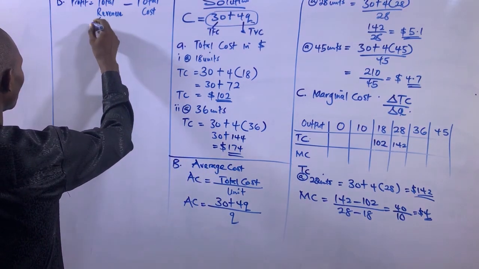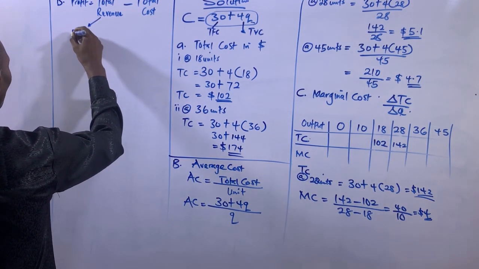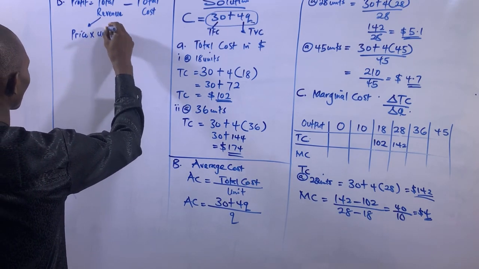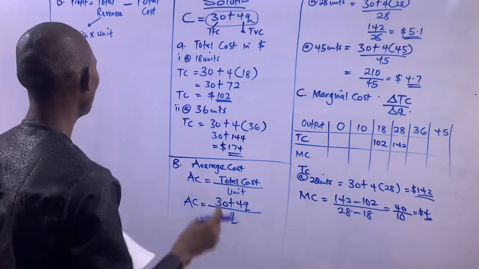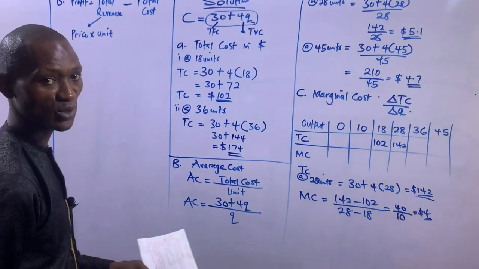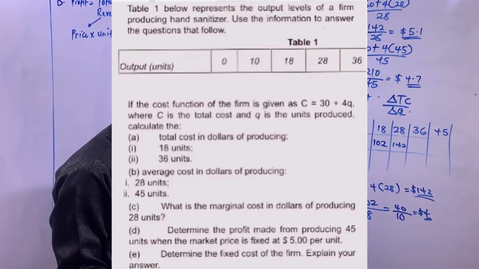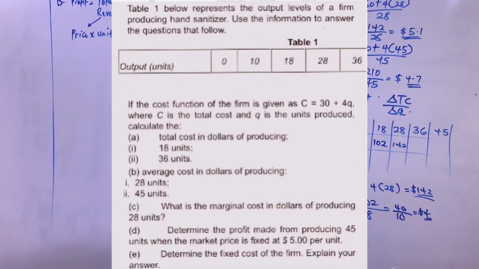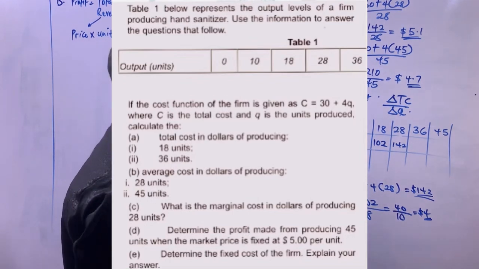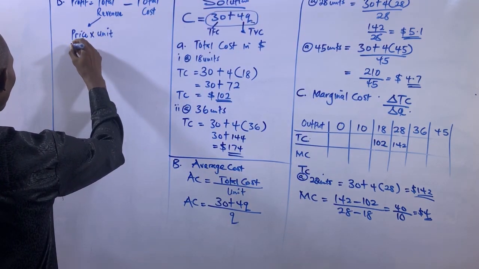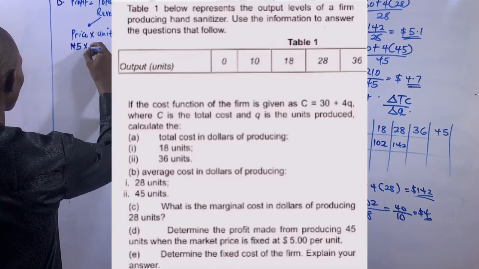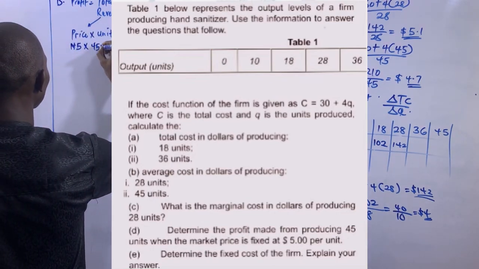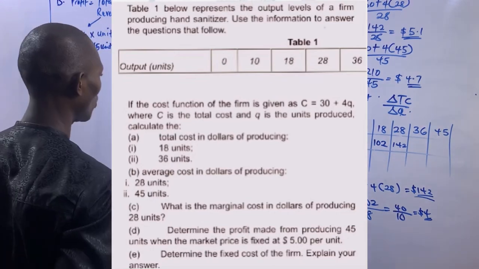Then your total revenue is a component of price times units produced. If you want to get your total revenue, it's price times units of output produced. And we have been told in the question that the price is fixed at $5 per unit. So this is $5 times the units at which we want to get the profit, 45 units. It's in the question. That's the D part of the question.